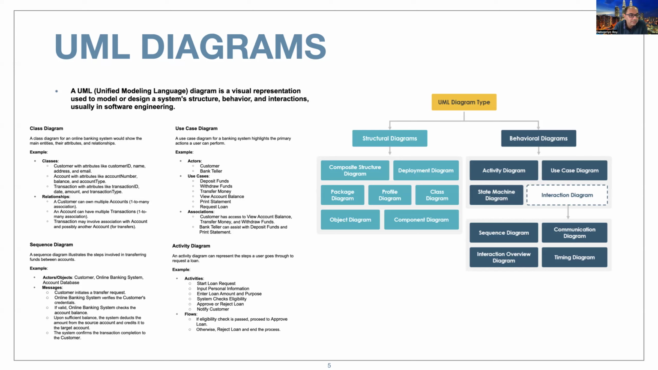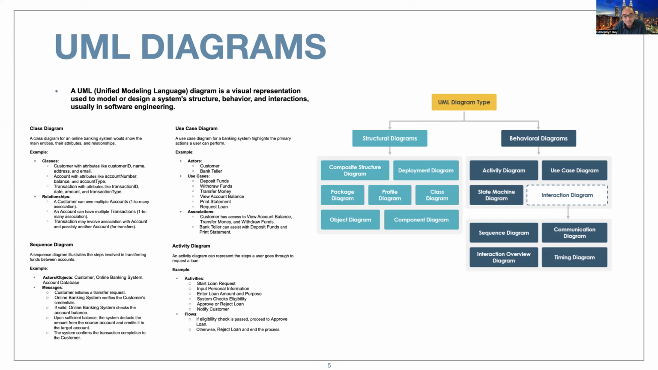Then you go on to the use case diagrams, and you see the actors, the use cases, the associations. So in the use cases, you see deposit funds, withdraw funds, transfer money. So these are the actions that a typical customer will take, or a bank teller will take, if you have to draw up a use case diagram for their activities. And then the sequence diagram talks about the sequence in which the actions took place. So you have identified the actors: the customer, the online banking system, the account, the database, and then you have the messages. And you see how the sequence has been shown in the sequence diagram.